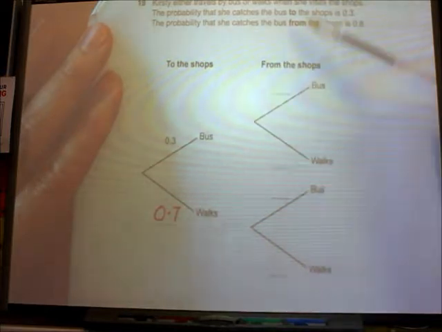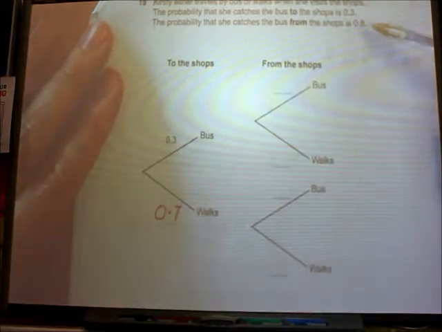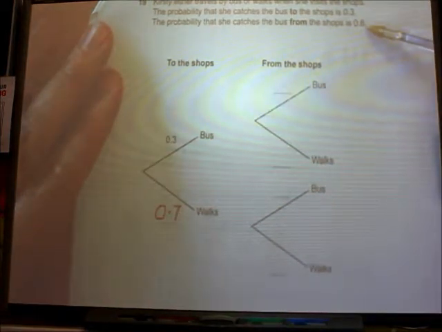The probability she catches the bus from the shops is 0.8. So I'm guessing this is going home. She's much more likely to catch the bus going home.